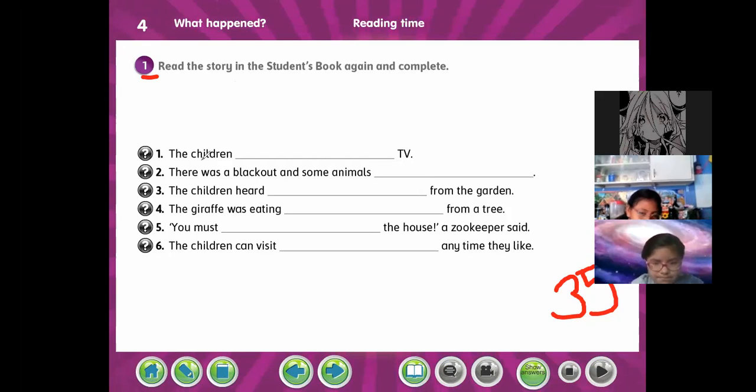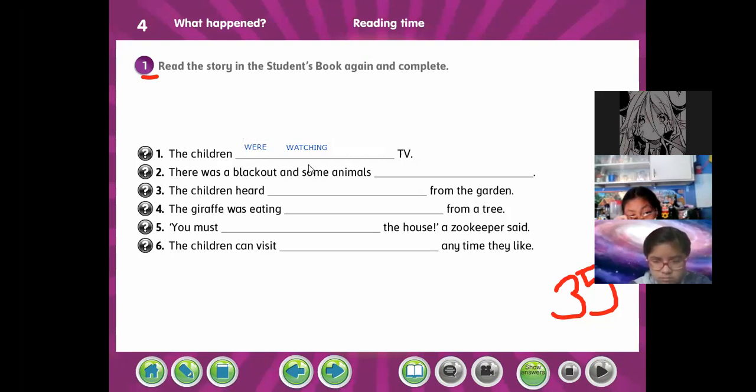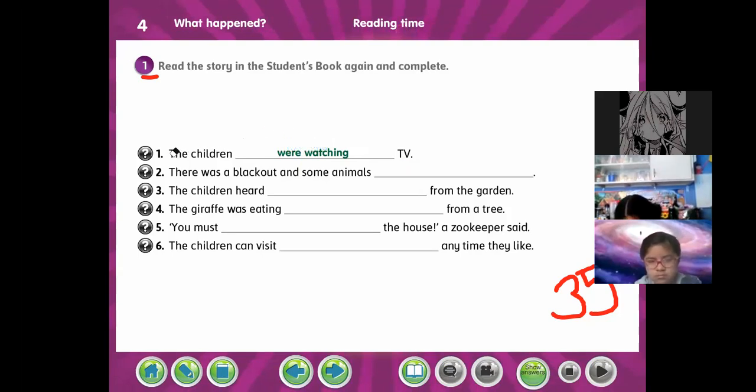Now, the children. Tell me. Was watching. Was watching is okay? Was watching TV? Yes? No? Was looking for. Was looking for the TV? Not exactly. Were watching. Yes, that's nice. Were watching. The children were watching. Because it's plural, remember. Children. Plural. Thank you, Fernanda. It's good.